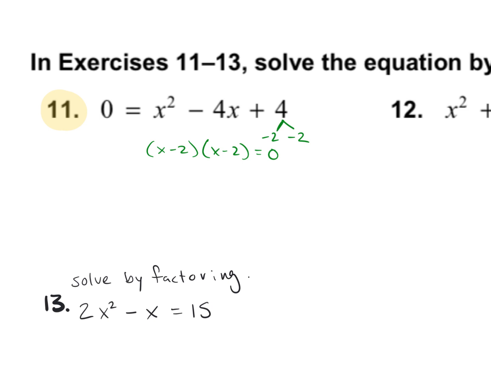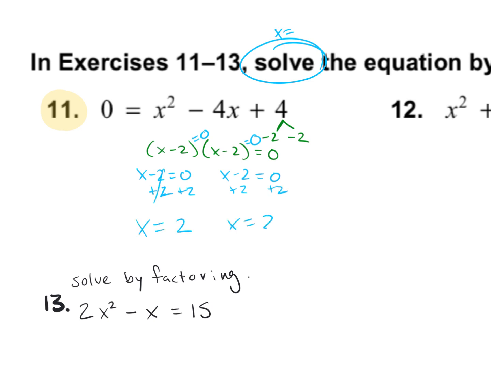Now we're not just factoring, we have to solve. We need it to be x equals. So what would I do next? Set each one equal to 0. So x minus 2 equals 0 and x minus 2 equals 0. Then we just solve each little equation. So I'm going to add 2 to both sides. So x is equal to 2 and x is equal to 2. If it's the same number, you don't have to write it twice, but our answer here is 2. Any questions?